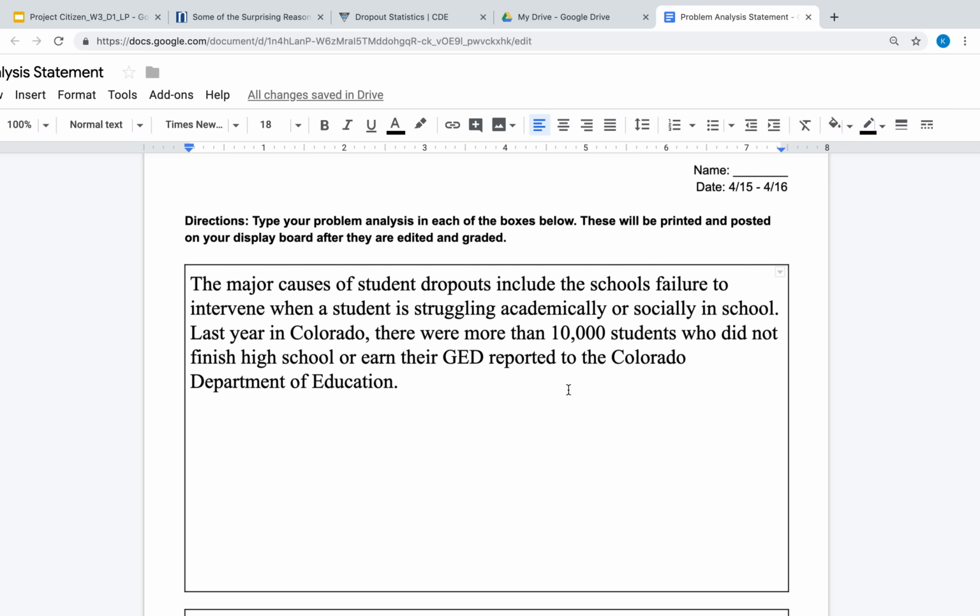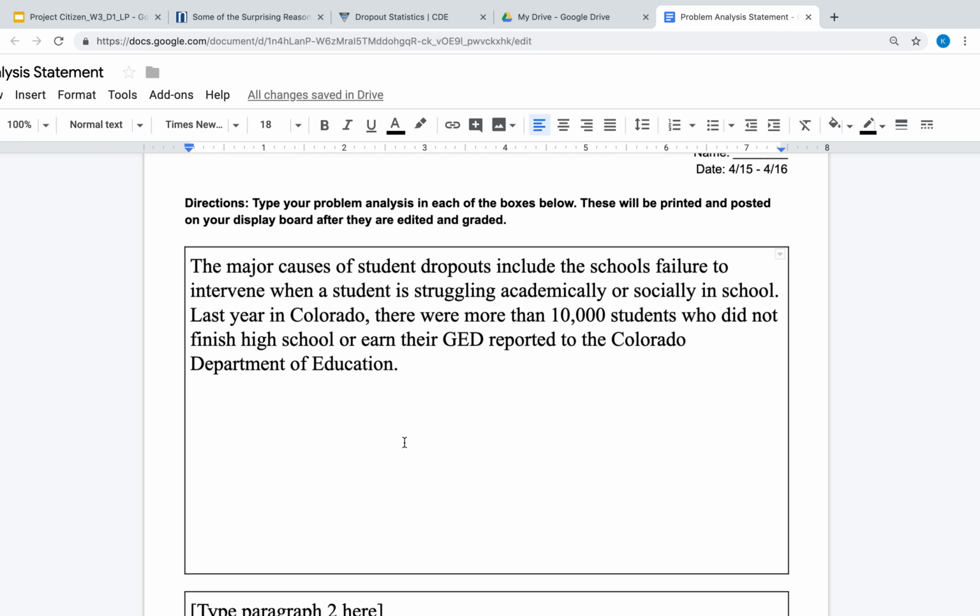Again, this is in my own words. I provided a time frame of last year. I gave them a little bit of data to let them know how big the problem is, and also a place: this is happening in Colorado specifically. I also defined what student dropouts means, by saying it's someone who doesn't finish high school or earn their GED. So I clarified what that is and gave them multiple pieces of context about the problem.